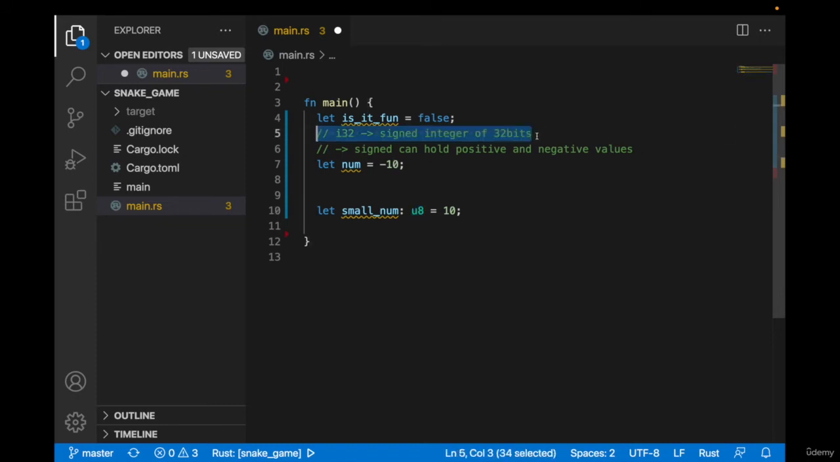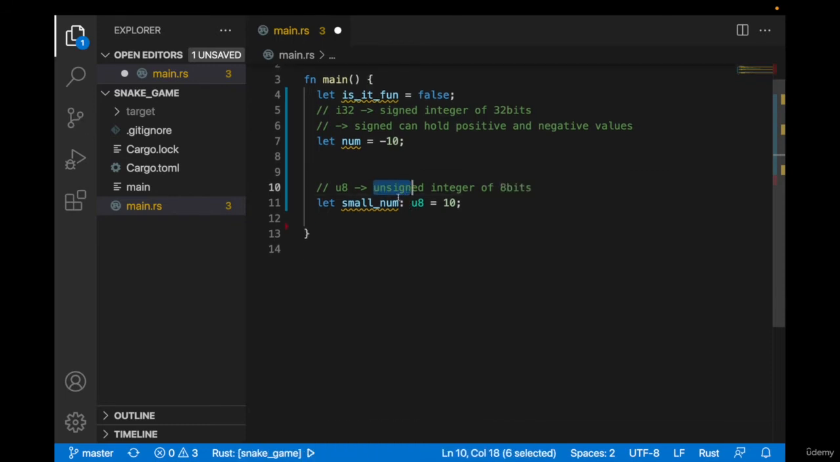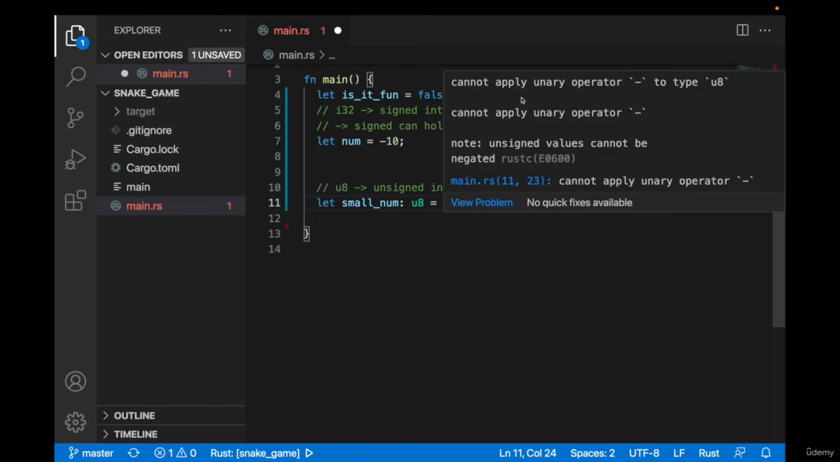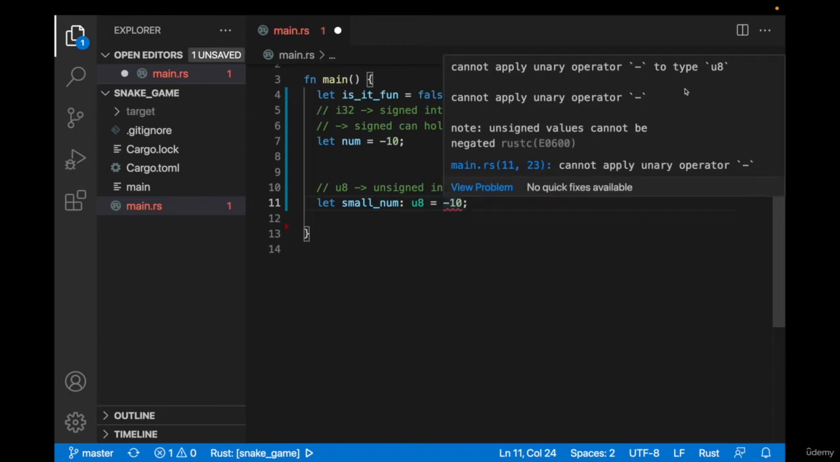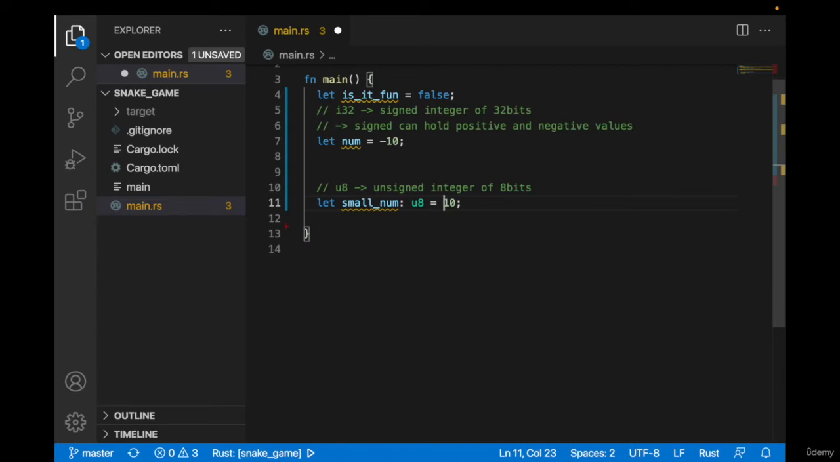I'll copy this comment here, and let's write: u8 is an unsigned integer of 8 bits. What unsigned means is it can hold only the plus values. It cannot hold negative values, so only positive ones. When I write minus 10, you will see an error: you cannot apply unary operator minus to type u8, because it can hold only positive values. So when you want to keep small values, you will usually use u8.